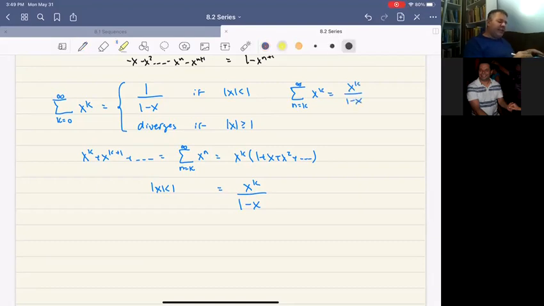I'm usually not going to use this. I'm usually going to use this one and just factor it out. But it's just good to know because you will sometimes see this used as the formula. Okay?